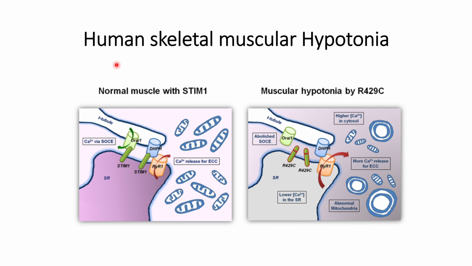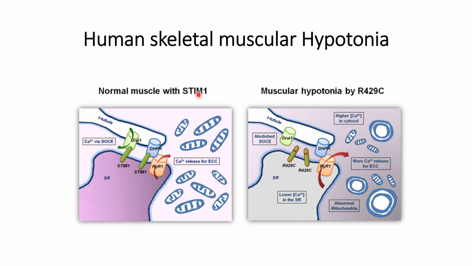In this video, we will discuss one of the diseases related to muscle, that is human skeletal muscular hypotonia. This is related to weak muscle, sometimes also called sponginess. So let us first understand the normal muscle function and the protein that plays an important role, which is STIM1.